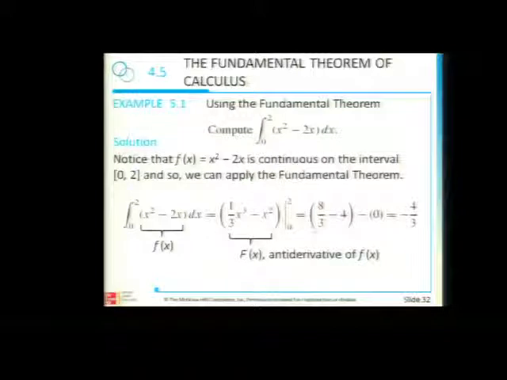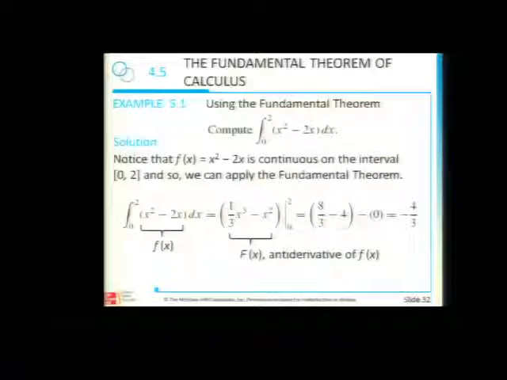This one corresponds to the upper limit. When you substitute x equal to 2 inside, you get 8/3. When you substitute 0, you get 8/3 minus 4. When you substitute 0, you get 0. So this corresponds to the value of the antiderivative when x equals 2, the upper limit, and this corresponds to the lower limit.